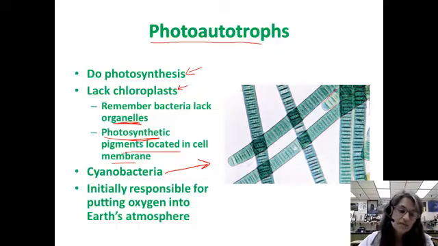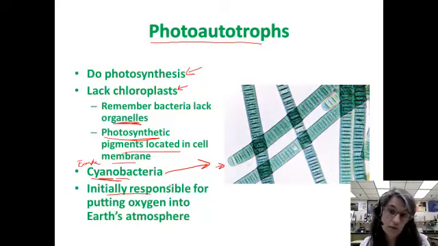Cyanobacteria are the most famous type, so this is an example of a photoautotroph, and there's a picture of some there. And it is thought that cyanobacteria, or something like them, cyano means blue-green, they do look kind of blue-green because of their photosynthetic pigments. These guys are the guys initially responsible for putting oxygen into Earth's atmosphere at all.